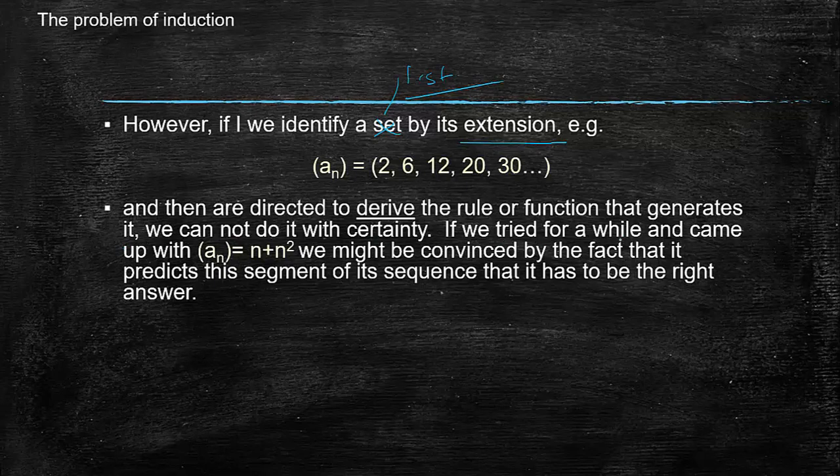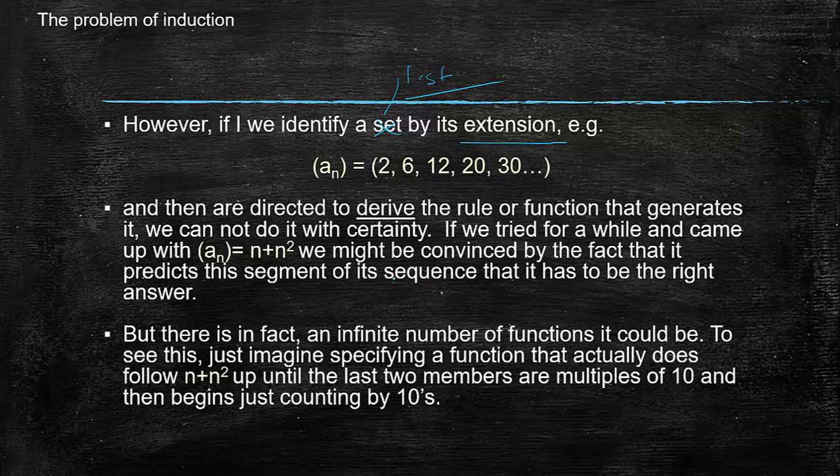If we tried for a while and came up with a_n equals n plus n squared, we might be convinced by the fact that it predicts this segment of its sequence that it has to be the right answer. But there is, in fact, an infinite number of functions it could be. To see this, just imagine specifying a function that actually does follow n plus n squared up until the last two members are multiples of 10, and then begins just by counting by tens.